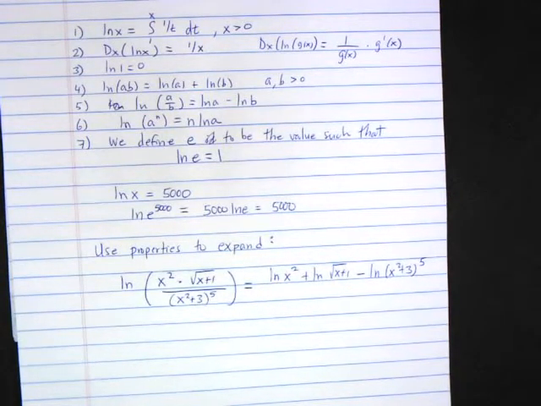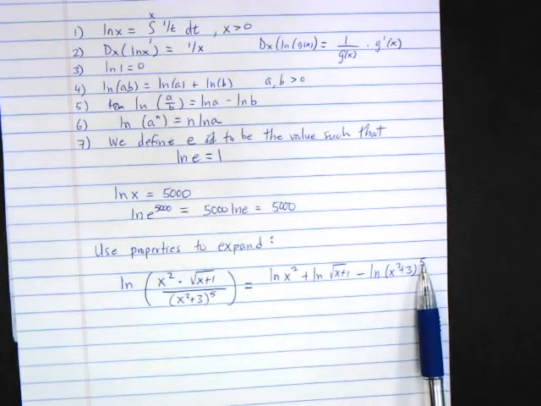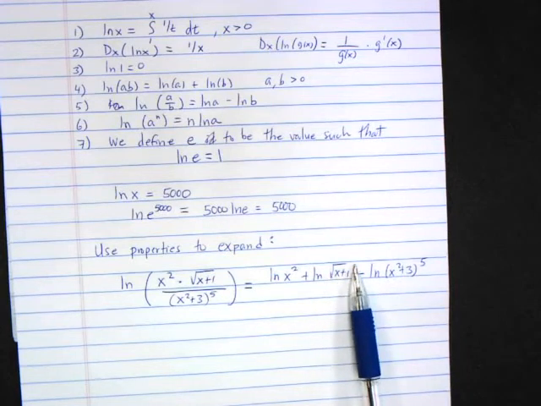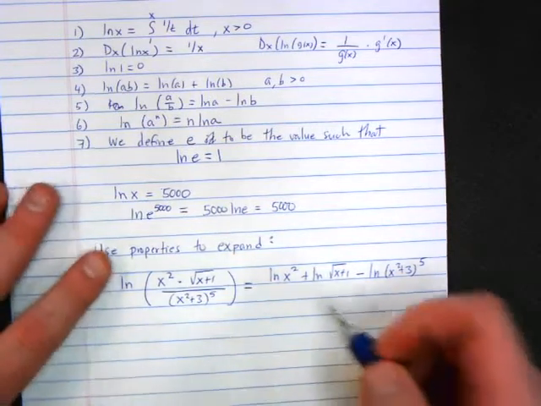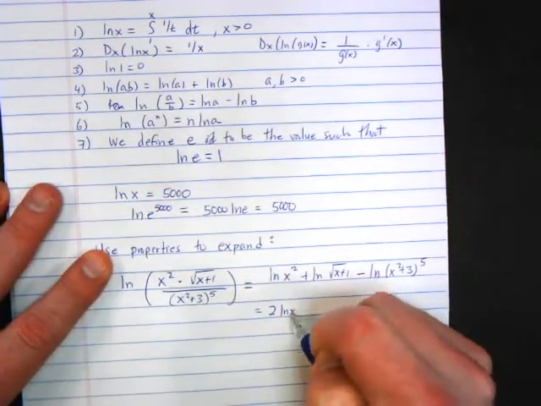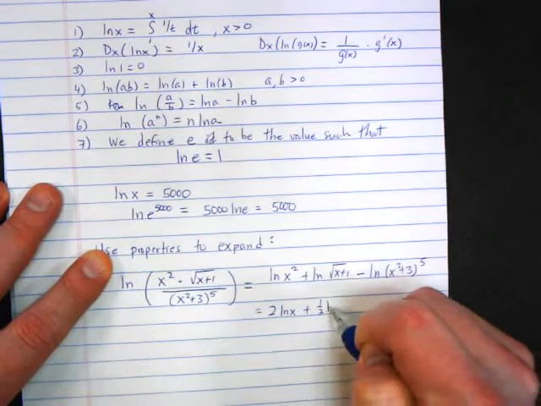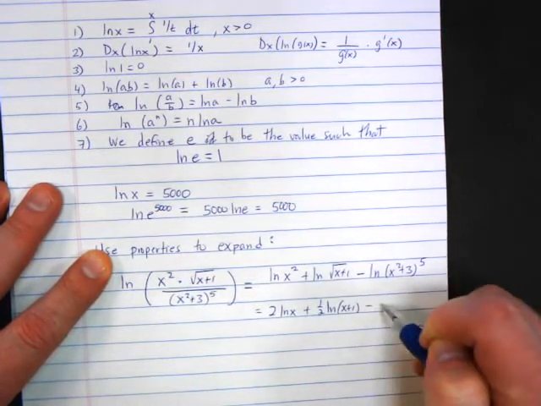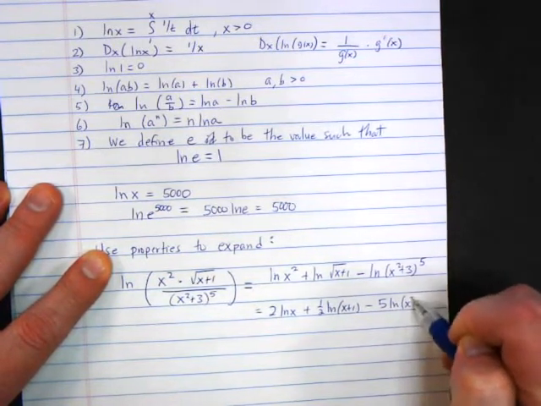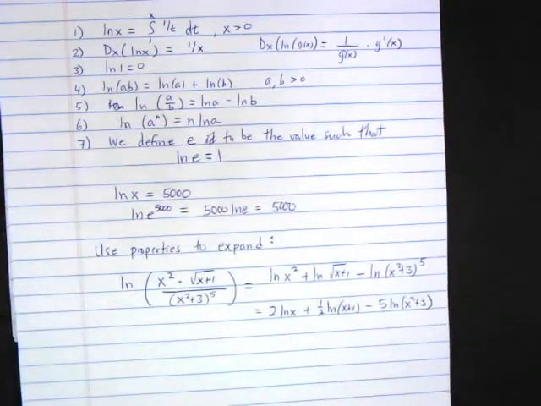And then what's the second step? Bring the exponents down. So this 2 comes out, it comes out as a multiply. The 5 comes out as a multiply. What happens with the square root? Goes in front as a 1/2. It's a power of 1/2. So our final answer would be 2 ln x plus 1/2 ln of x plus 1 minus 5 ln of x squared plus 3. So that's what they mean when they say expand it. Write it as a sum and difference of logs and bring all the exponents down that you can.